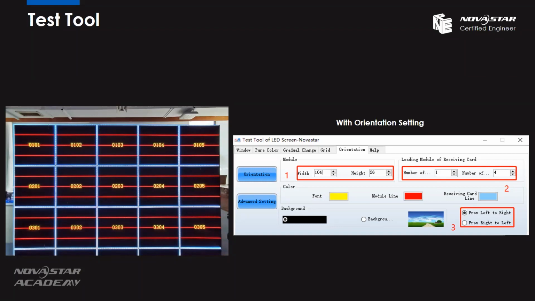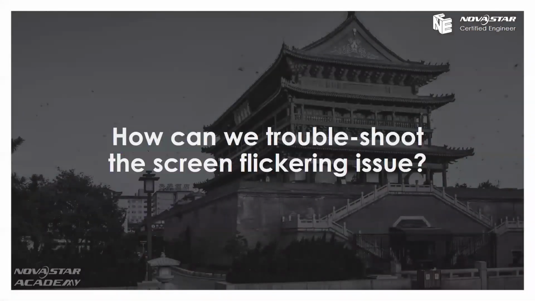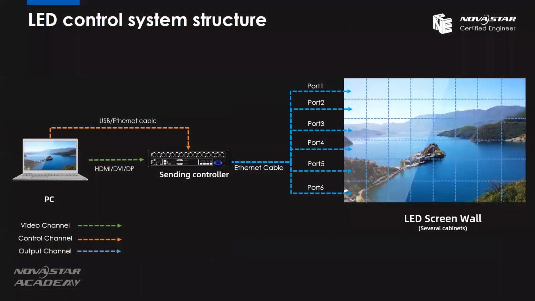And next, let's go back to this topic. How can we troubleshoot the screen flickering issue? I think every time we try to figure out what the possible reasons could be, we look back to the original system structure. Like this one, the PC provides the video source to our sending card. And from the sending card, we use the Ethernet cable to connect to the LED screen.